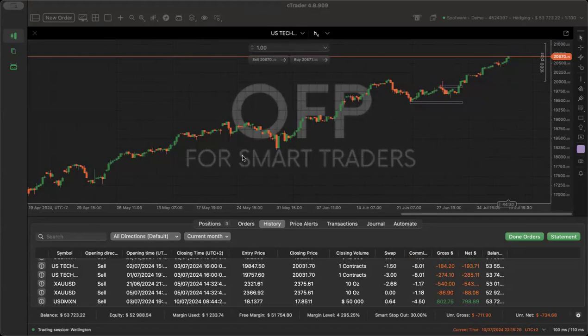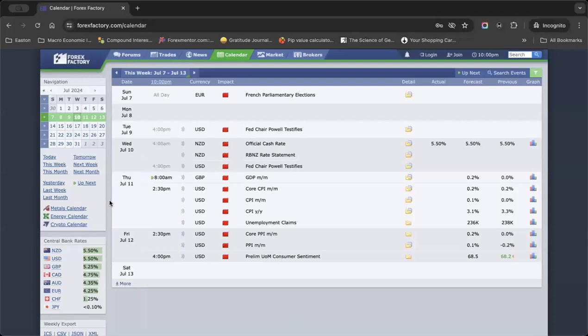Let's just quickly look at the calendar for the remaining days. So we actually have on Thursday, tomorrow, like I said, GDP. So we may actually see weakness in the pound. And then we also have dollar news for Thursday, also Friday.